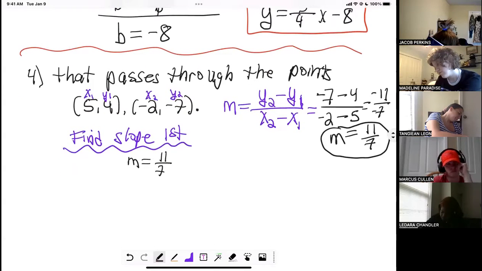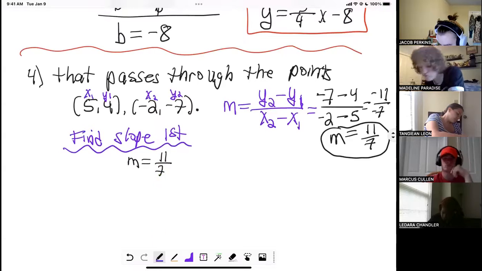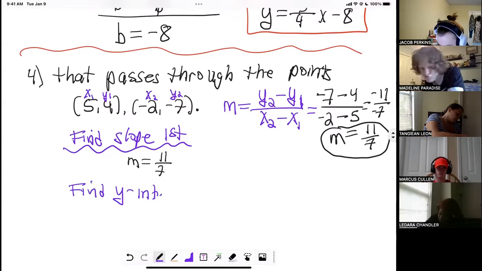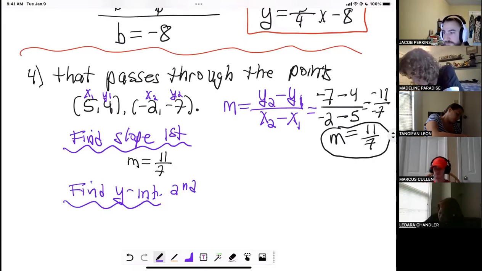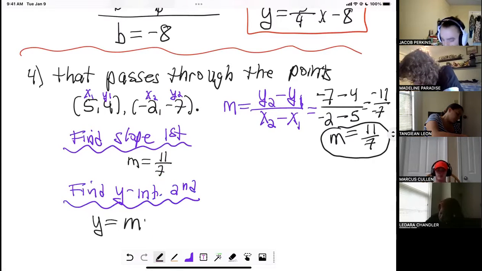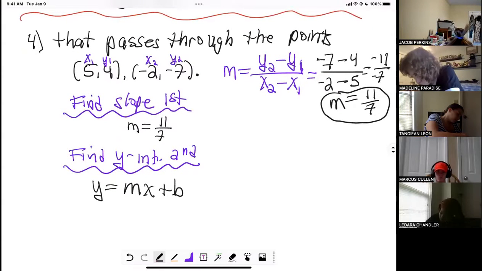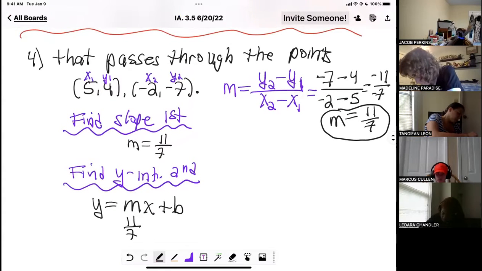Now we're back to what we just did. We have 2 points and a slope. I only need 1 point. All I need is a point and a slope. I can find B, because now we have to find B. Find y-intercept second. So I'm going to write the equation of my line, just to remind me what to do. I know my slope is 11 over 7. Now I have 2 points. I have (5, 4) and (-2, -7).